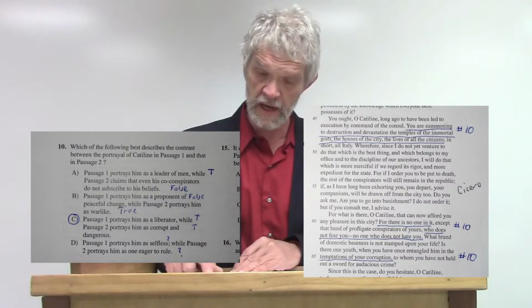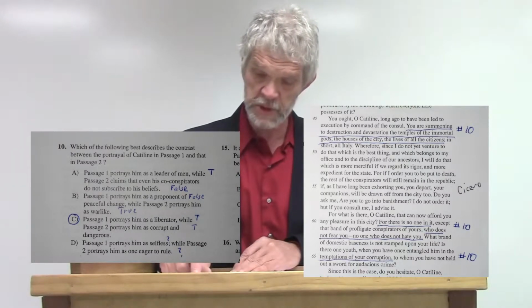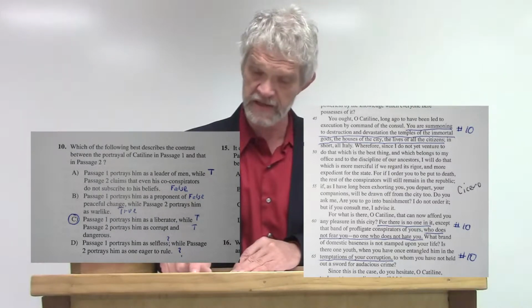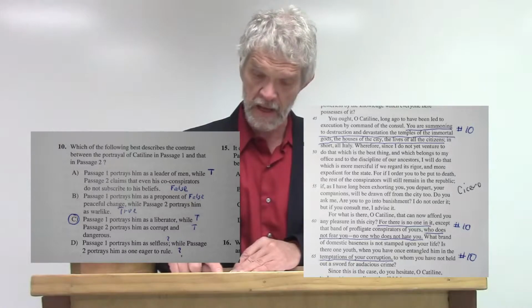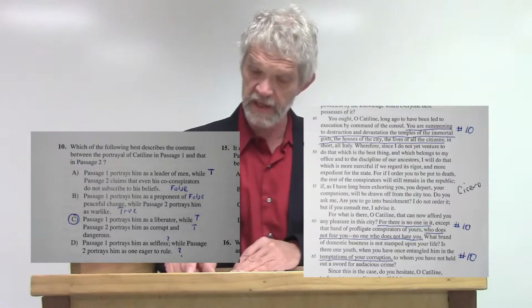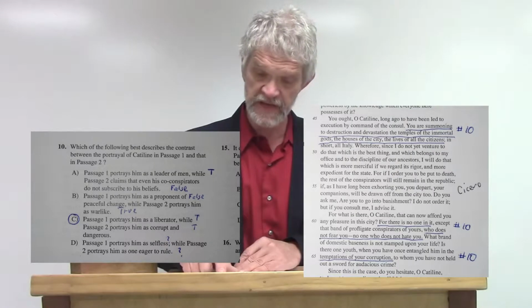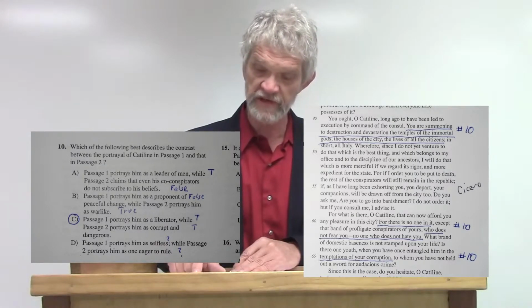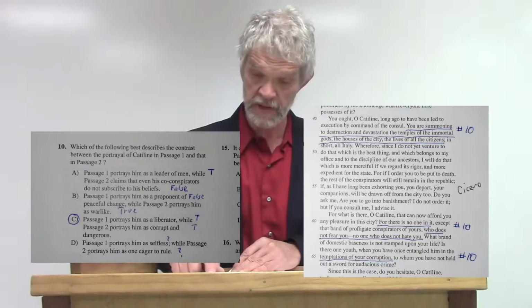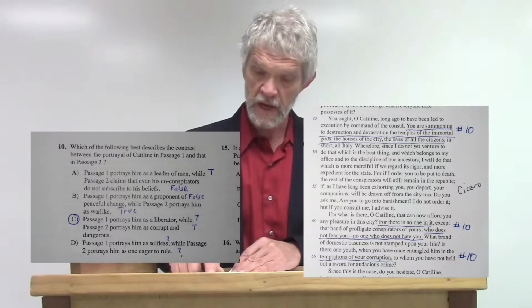If you look at letter A, the first one is true, but the second one is false. That is not a true statement. In the second one, B, the first one is false and the second one is true. It isn't until you get to C. Passage 1 portrays him as a liberator. That is a true statement. And passage 2 portrays him as corrupt and dangerous.